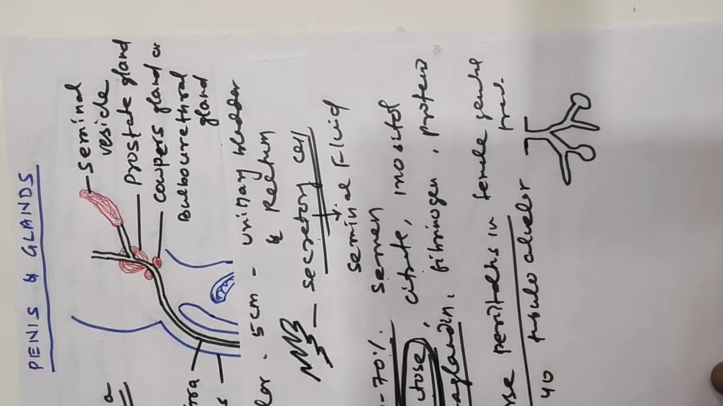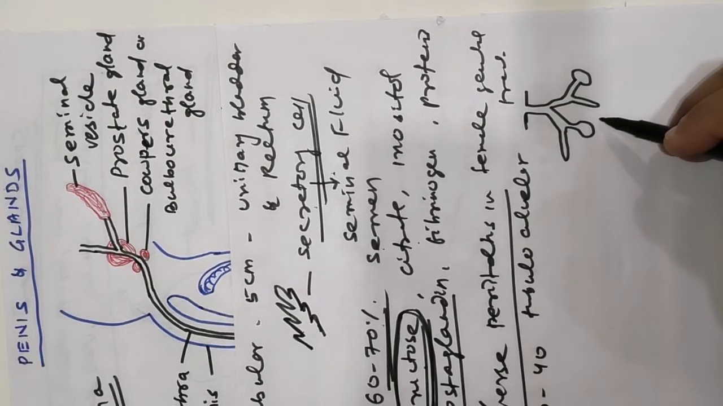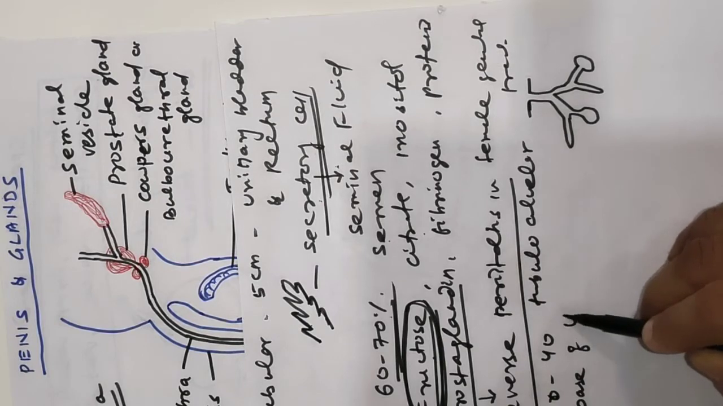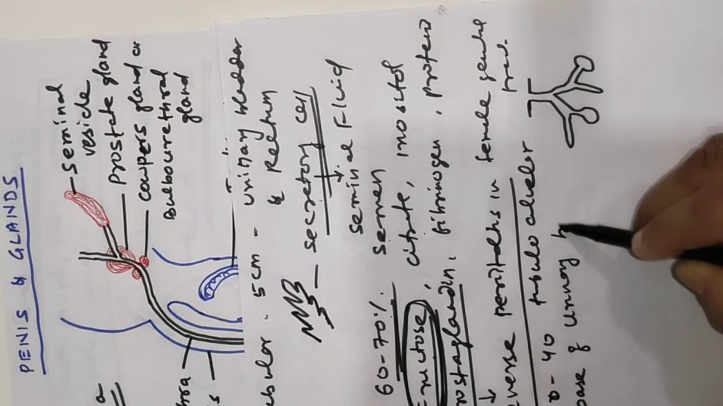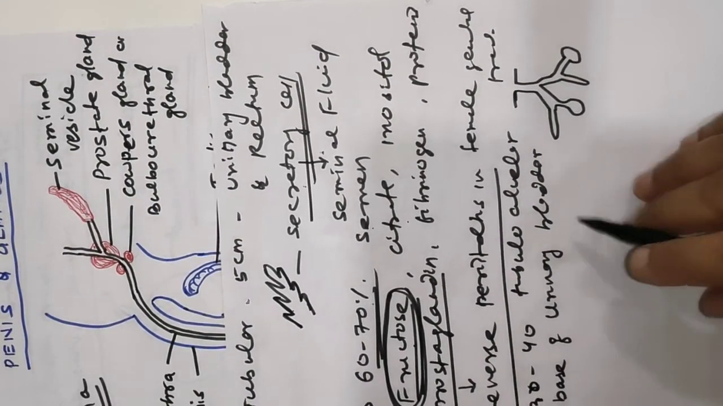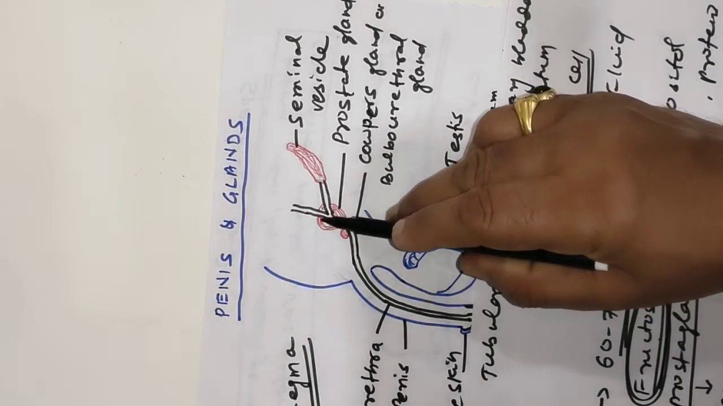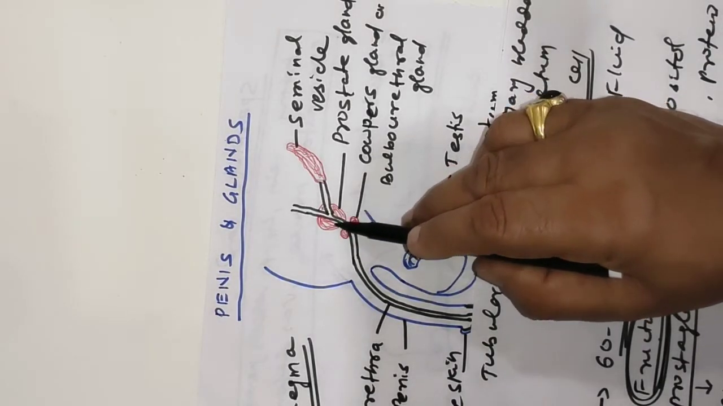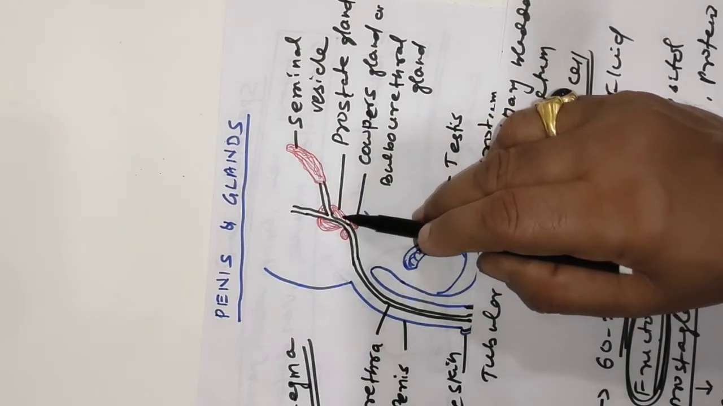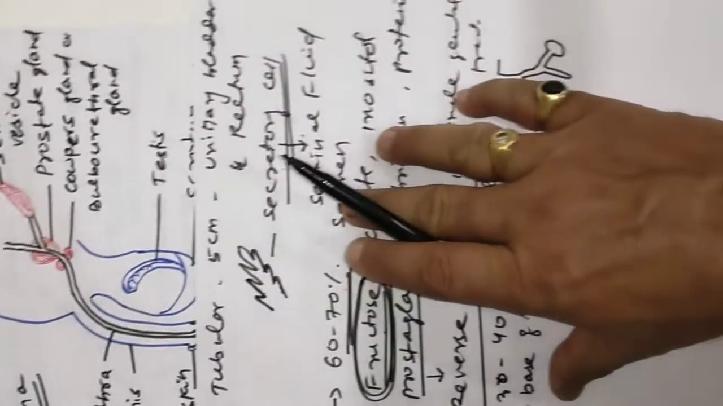Clear? This gland is known as the tubulo-alveolar gland. It is found at the base of the urinary bladder and surrounds the prostatic urethra. The inner part found inside the prostate gland is the prostatic urethra. The prostatic urethra means the prostate gland surrounds the prostatic urethra.